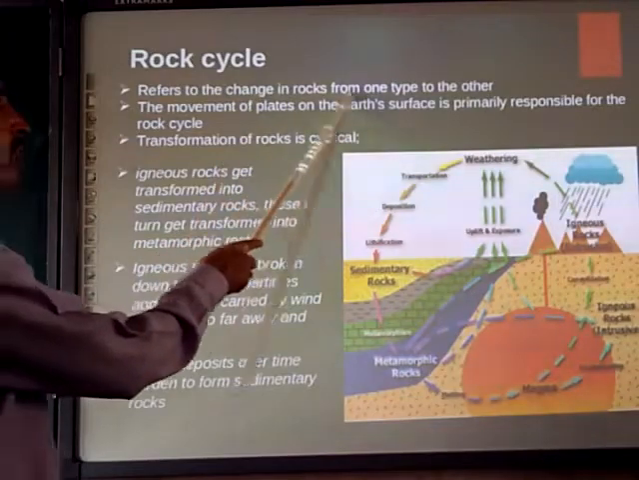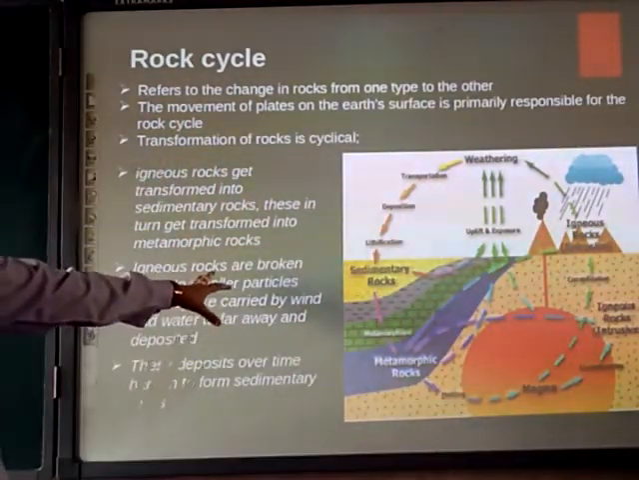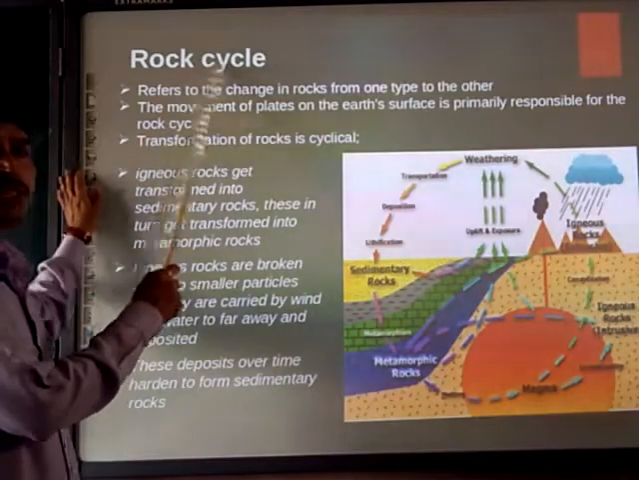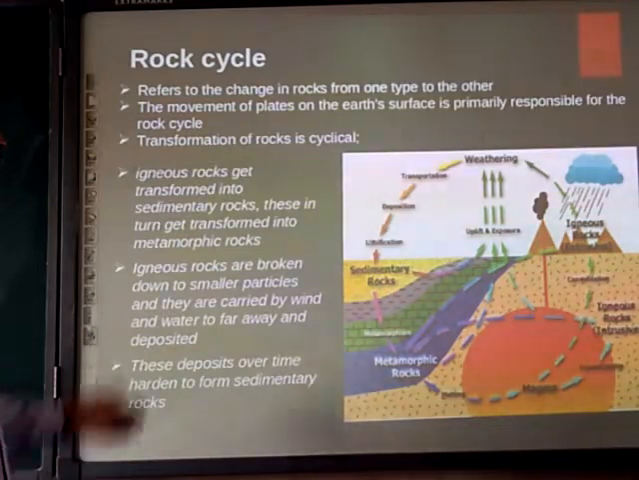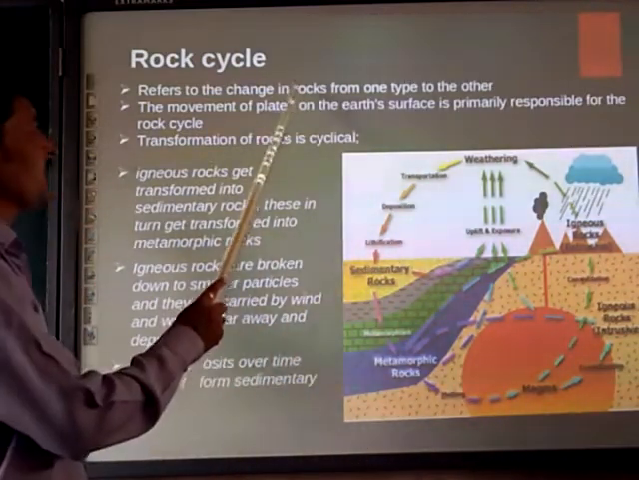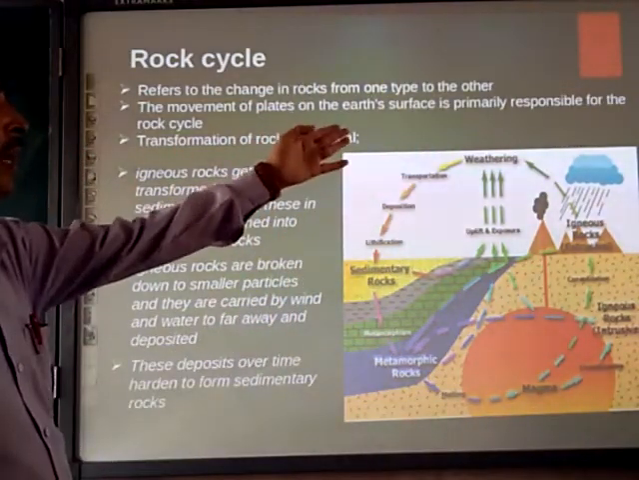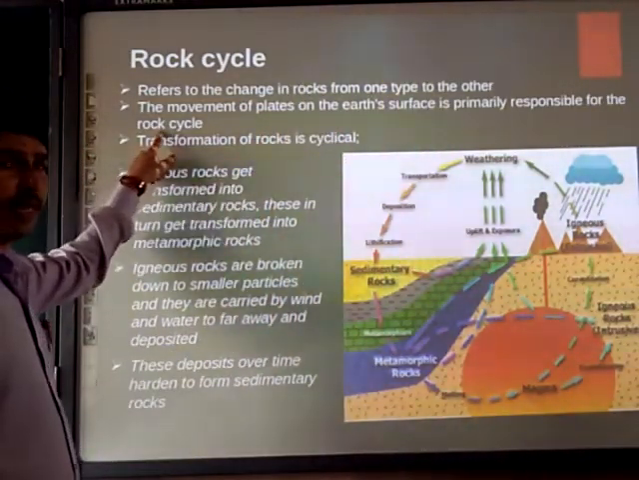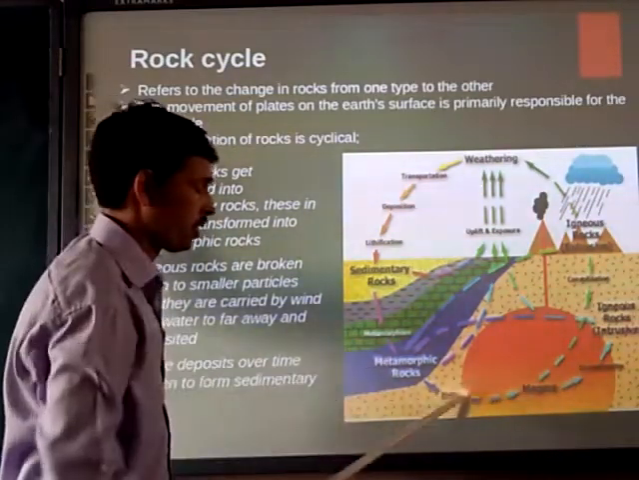Refer to the change in the rocks from one type to another. So this is the list I present in front of you, which is talking about what the rock cycle is. So rock cycle means the movement from one plate to another, and what is happening then? The rocks change from one to another. The Earth's surface is primarily responsible for the rock cycle, with the transformation of rocks in a cyclic manner.